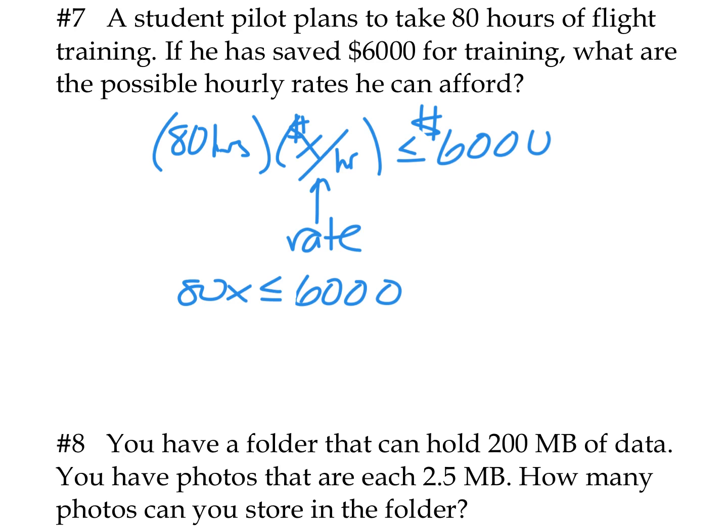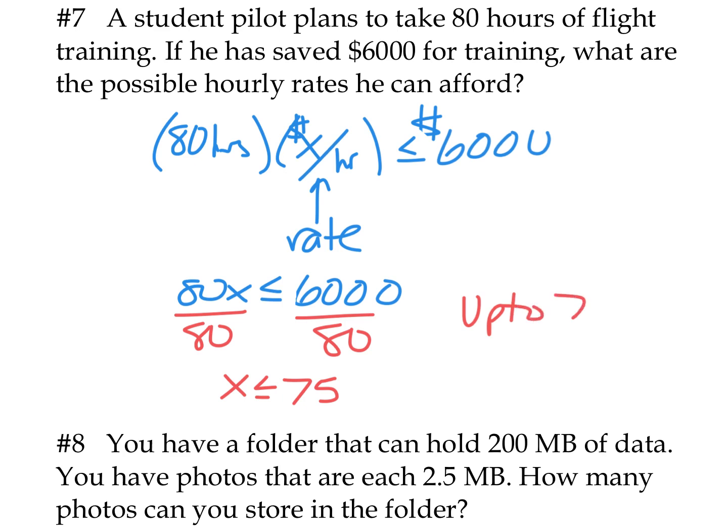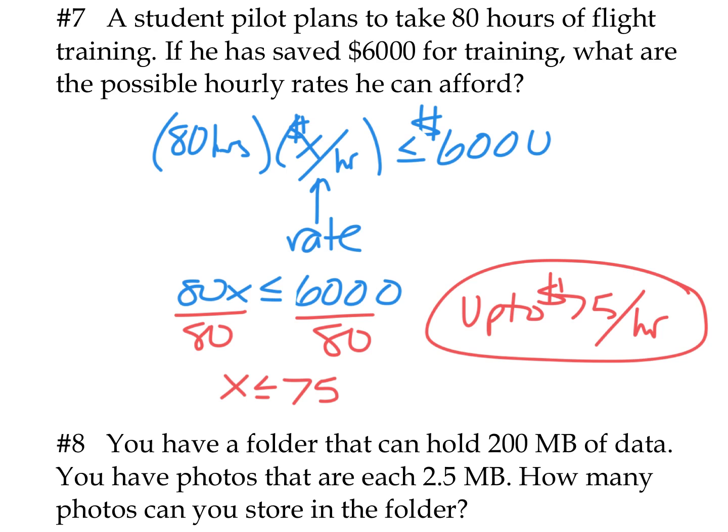Okay, so it's possible hourly rates. He doesn't have to pay the maximum. Maybe he can find a better deal. So how would we solve this? We'd divide by 80 on both sides, right? So 80 hours times the amount he spends per hour would give us our total, and we want to make sure that total doesn't go over the amount of money that's been saved up. So we can divide by 80 on both sides to find out that x is less than or equal to 75. So he could pay up to $75 per hour. There are the possible rates that he could afford.